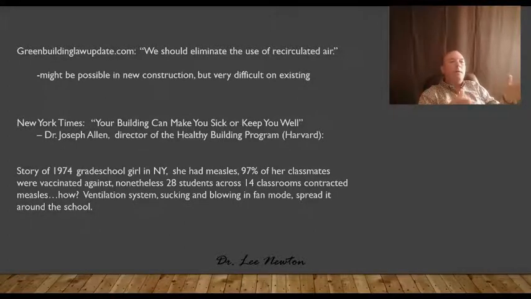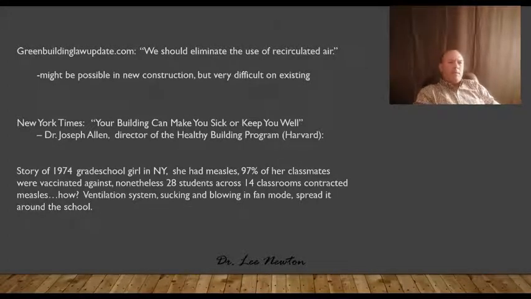Okay, so what greenbuildinglawupdate.com is saying is that we should eliminate the use of recirculated air. What they're referring to is the cobbled-together job that I talked about earlier, or older high-rise apartment buildings, where all that air gets recirculated and forced out into different suites and so on. My editorial point is that it might be possible to do that in new construction, but it's very difficult, meaning expensive and hard work, on existing construction.